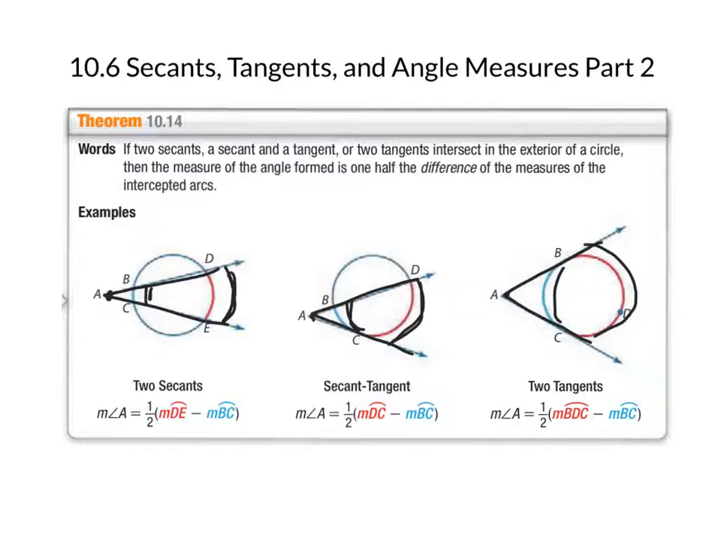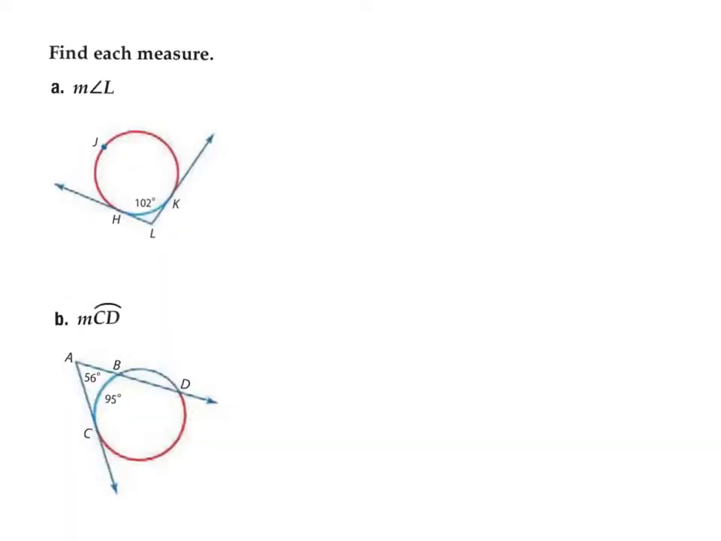So that is the only theorem that we're going to do today. Let's go ahead and use that theorem in some different example problems. In the first one, we know that the measure of angle L is going to be half of the difference of the 2 arcs, but we don't know what both of the arcs are. We only know what the 102 is. How do we find the red one? You can just subtract it from 360, right?